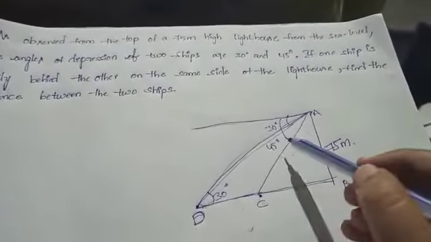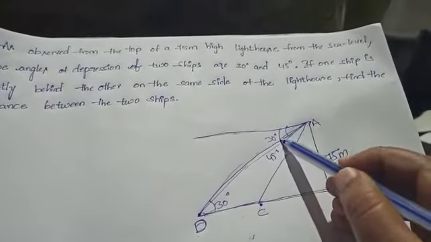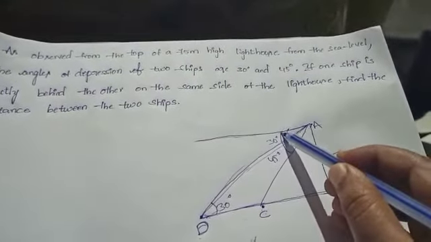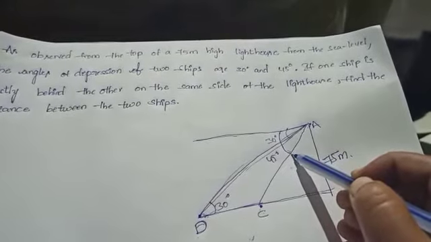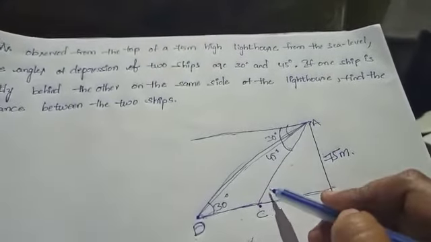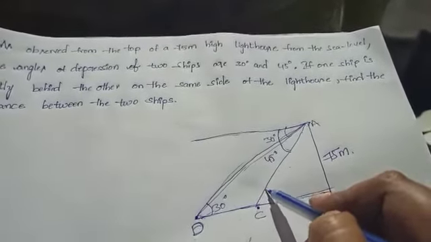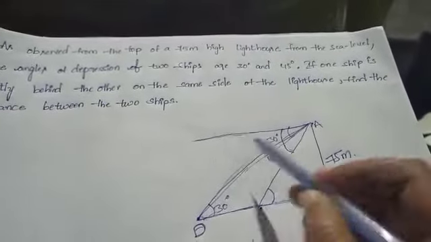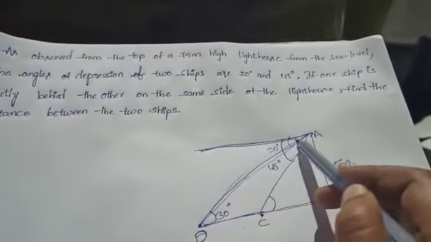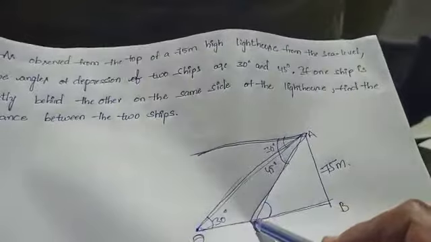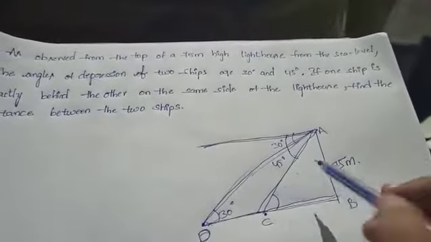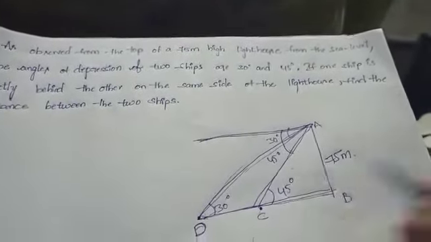In the same way, here the angle of depression is 45 degrees. So interior alternate angles are equal. So angle C equals 45 degrees.